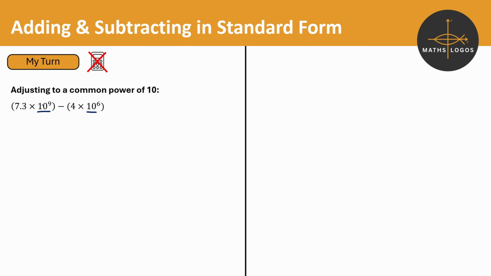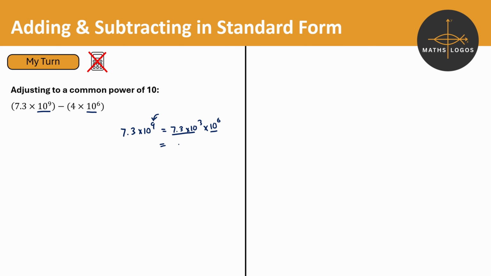Now we can't change the value of this number, but we can change how it's written. And what I mean by that is this. If we've got 7.3 times 10 to the 9, I can write that as 7.3 times 10 to the power of 3 times 10 to the power of 6. So I've taken 3 of my 10s, if you will, away from this, and that gives me that 10 to the power of 6, which I want.